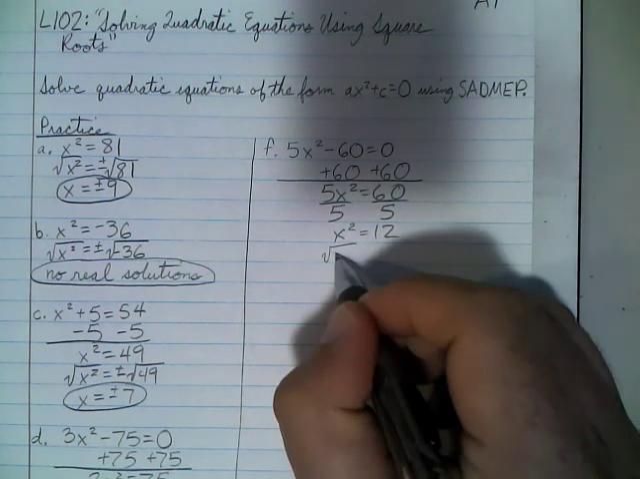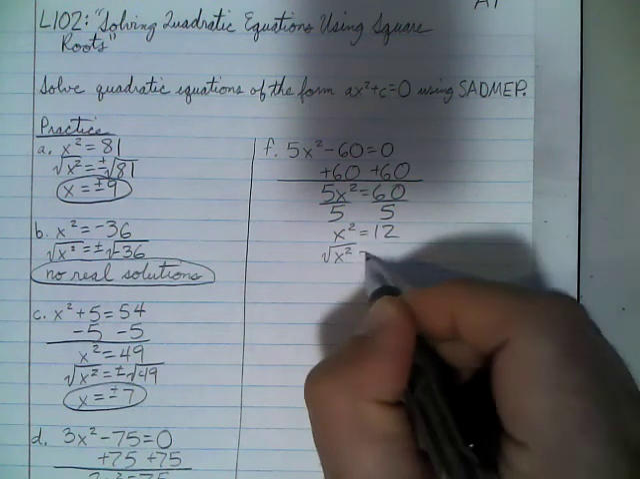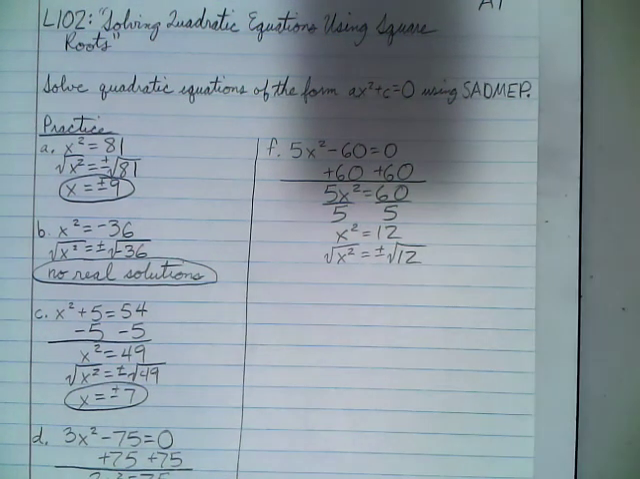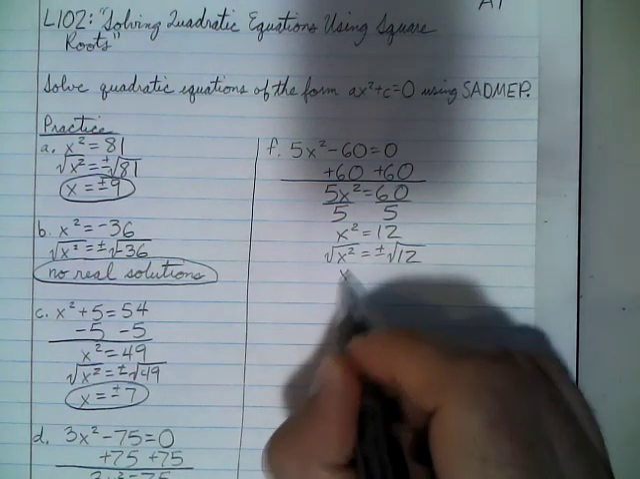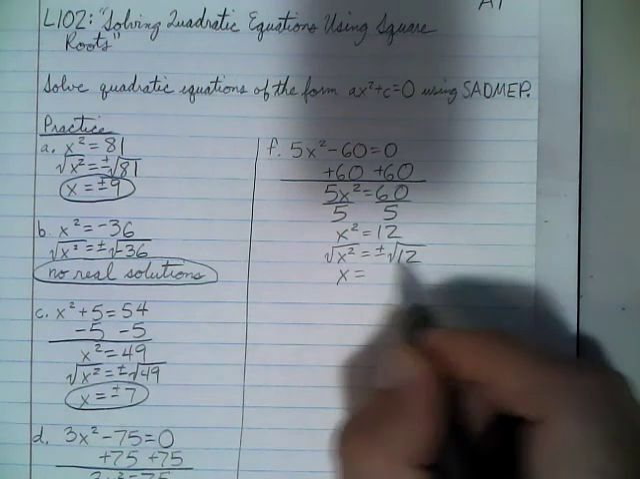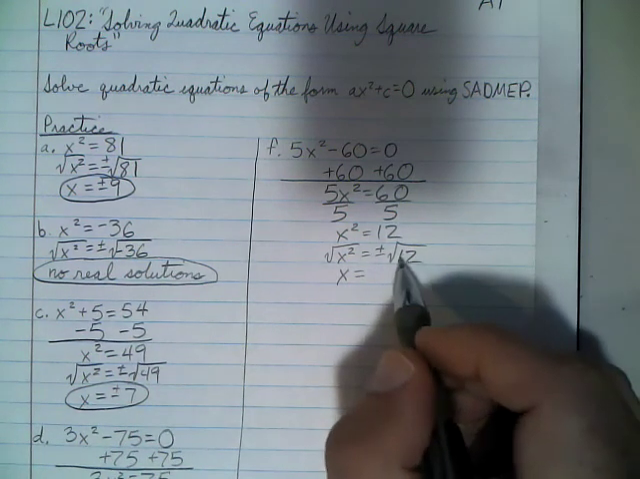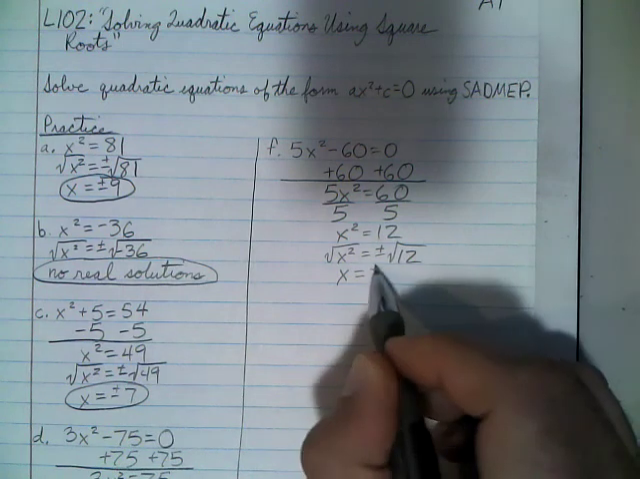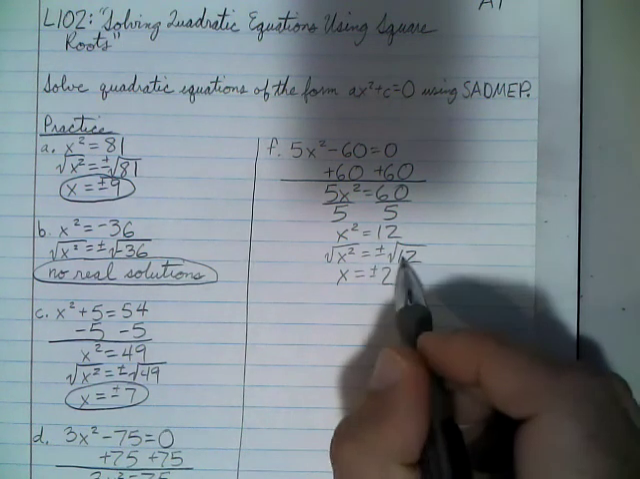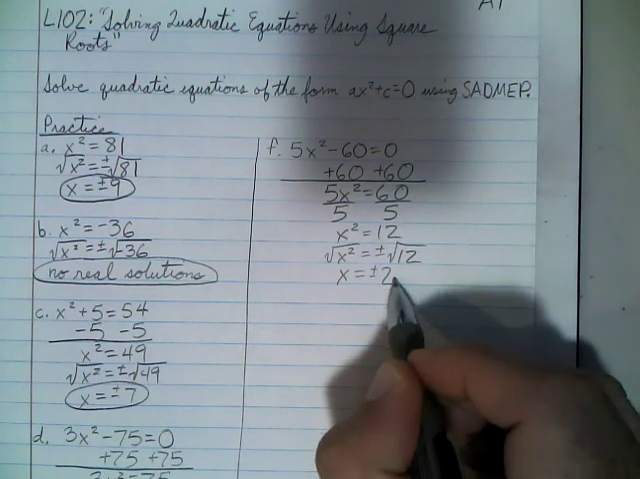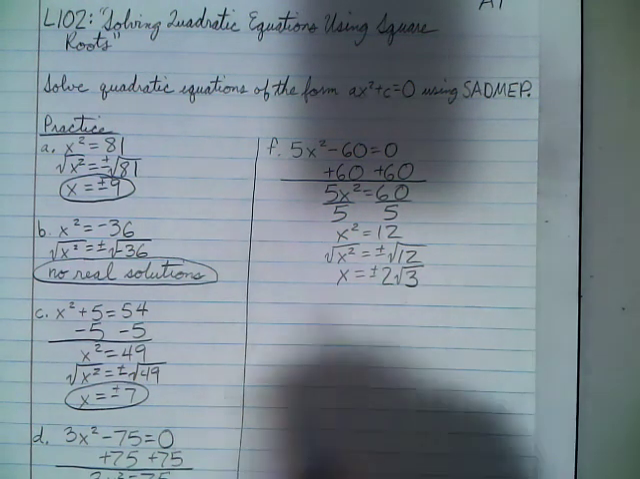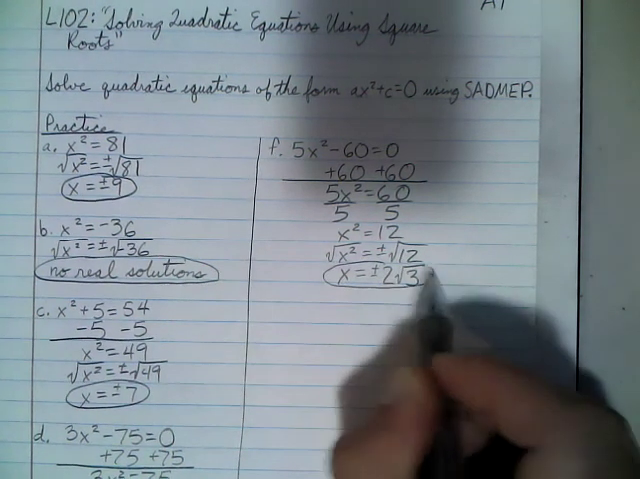Now to cancel out the square, I'm going to take a square root on both sides. Remember, it's a plus minus, positive option and a negative option. So x equals, now what perfect square goes into 12? Well, 4 does. So the square root of 4 would be 2, and then 4 times 3 is 12. And so that would be my exact answer: plus or minus 2 square root of 3.